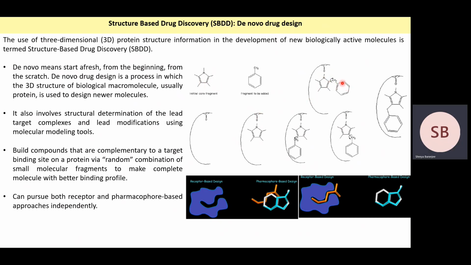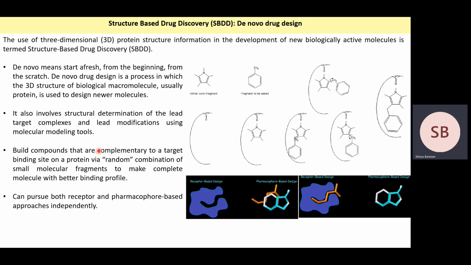Like it can be added to the ortho position, at the position adjacent to the nitrogen, or it can be added to the position which is second with respect to nitrogen. So there are actually 4 positions, 1, 2, 3, 4, in which this benzene ring can be added. So this is de novo drug design, where different fragments are added together to form the predicted ligand or lead molecule.